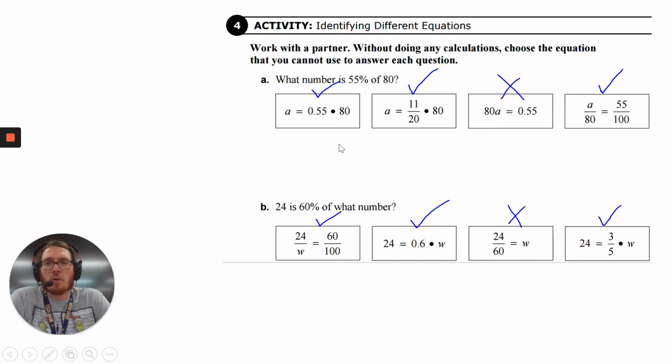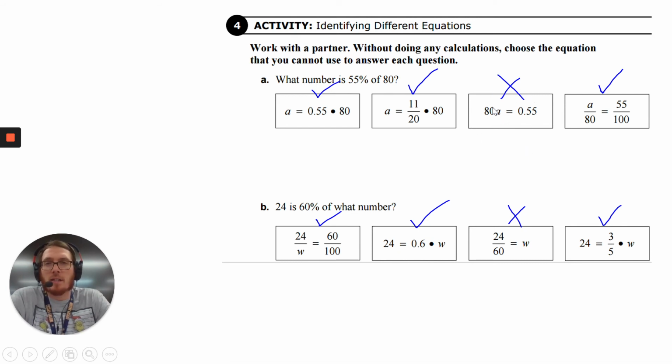The first two are the percent equation. The word "is" is important here. The word "is" in mathematics means equal to, and the word "of" means multiply. So what number, I don't know, is equal to 55%, which I make into a decimal, of, times 80. That's what this first one is saying. And the second one's the exact same, except instead of 0.55, they made it a fraction, 55 over 100, which simplifies down to 11/20ths. So "is" means equal to, and "of" means multiply in these situations in mathematics.